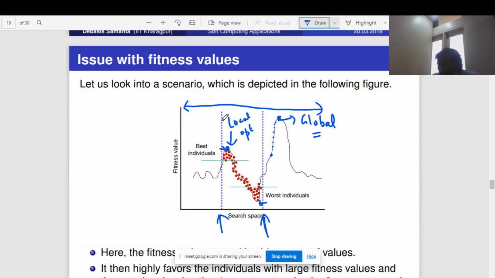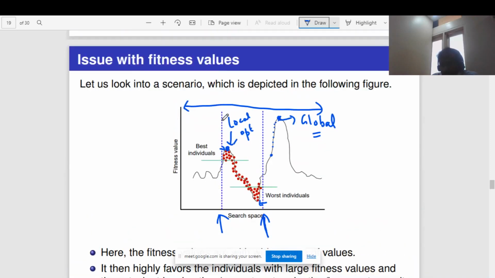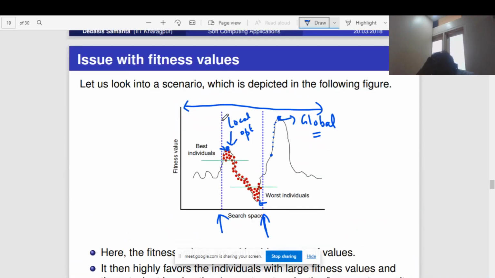So could someone summarize what is fitness scaling? What is fitness scaling? Are you following or not? Yeah, good. That is in essence.